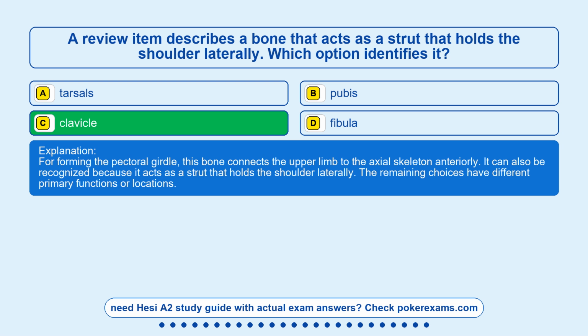For forming the pectoral girdle, this bone connects the upper limb to the axial skeleton anteriorly. It can also be recognized because it acts as a strut that holds the shoulder laterally. The remaining choices have different primary functions or locations.